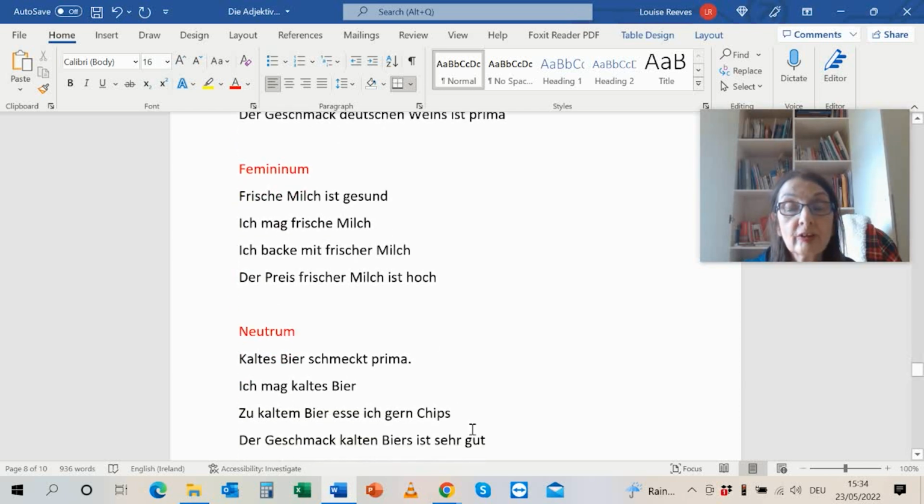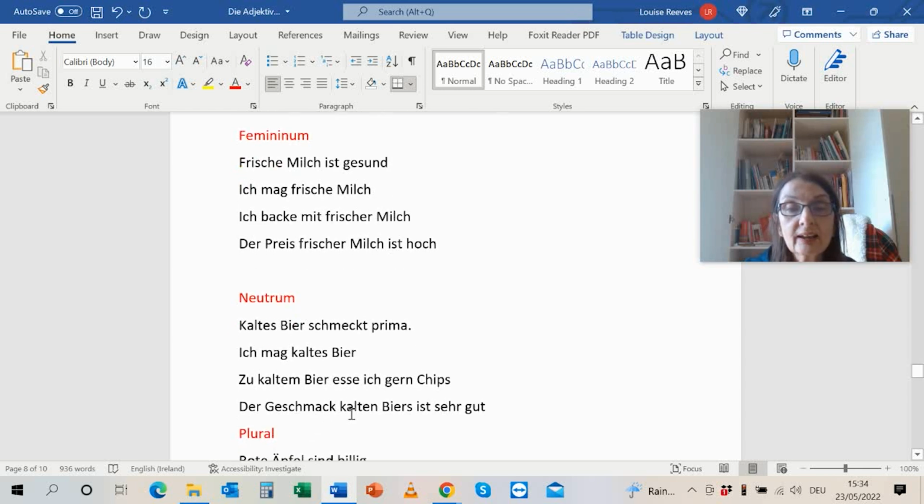Neutrum. Watch out for this one though. Kaltes Bier schmeckt prima. Cold beer tastes lovely. Ich mag kaltes Bier. I like cold beer. There's your accusative. This is your dative. Zu kaltem Bier esse ich gern Chips. I like eating chips with cold beer. Zu kaltem Bier. And then der Geschmack kalten Biers ist sehr gut.